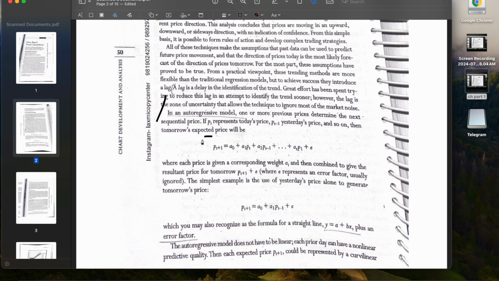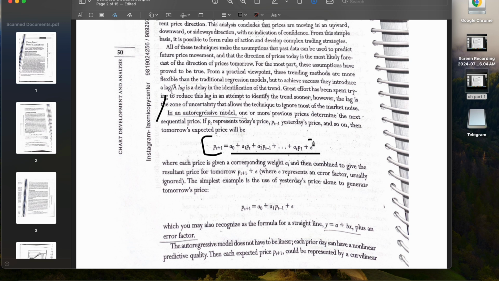So PT plus 1 would be the next day, right? Look at this. PT plus 1, which is the next day's price, is equal to A0 plus A1 PT plus A2 PT minus 1, and so on. Now what does that mean? Each price is given a weight. So we are going to weigh each price, and the weight is basically taken as A1. And then it's combined to give tomorrow's price. So tomorrow's price is basically going to be yesterday's price with the weight, and then you give it a little bit more weight, right?